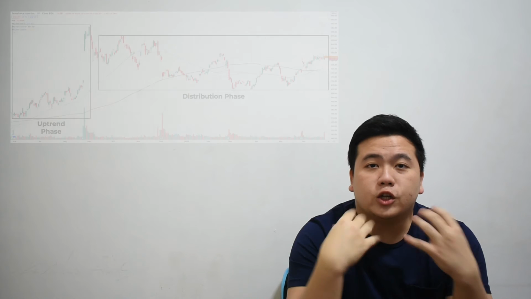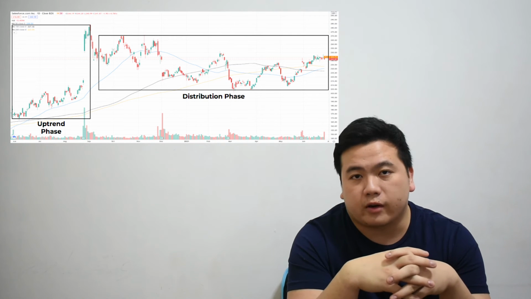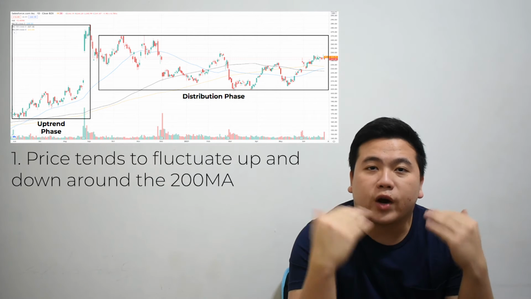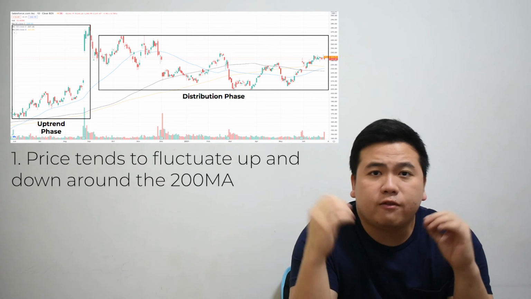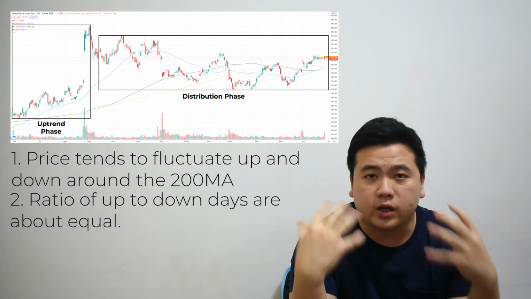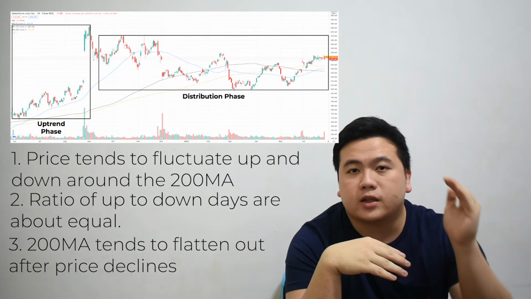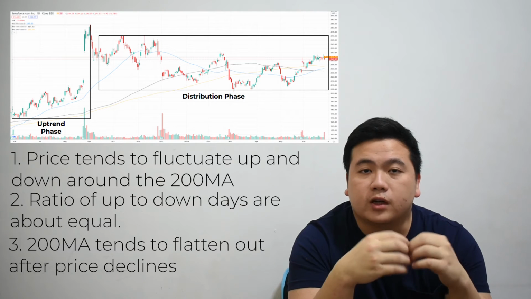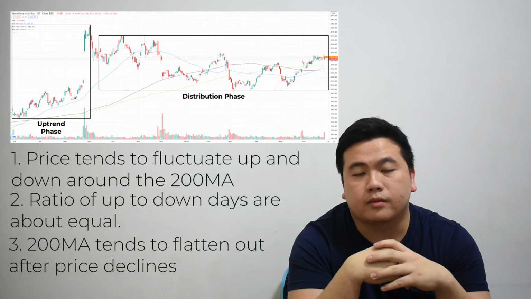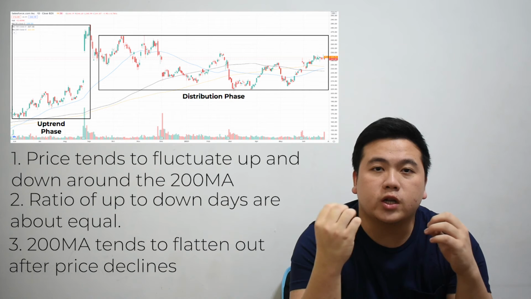Moving on to stage 3, the distribution phase, it is very similar to stage 1 and has a couple of similar characteristics. So firstly, you want to see that the price action is also chopping across the moving averages and fluctuating around the 200 moving average. Secondly, the ratio of up to down days are also about equal. And third, you want to see that the price action is tapering off and plateauing after the stage 2 uptrend. For trading opportunities within the stage 3 distribution phase, traders can look to trade the range itself, similar to stage 1.